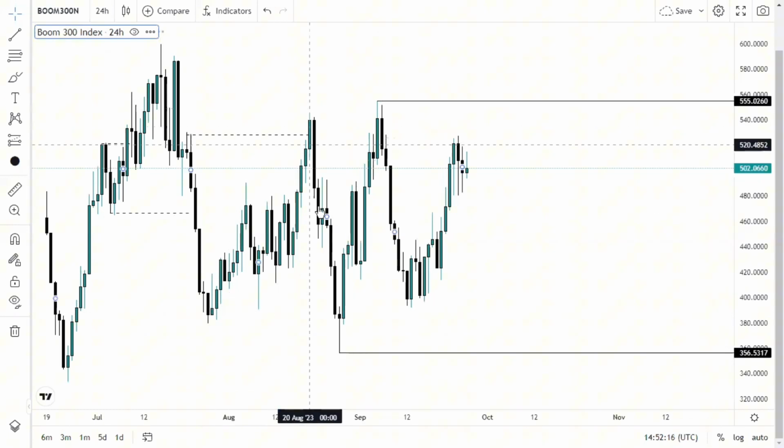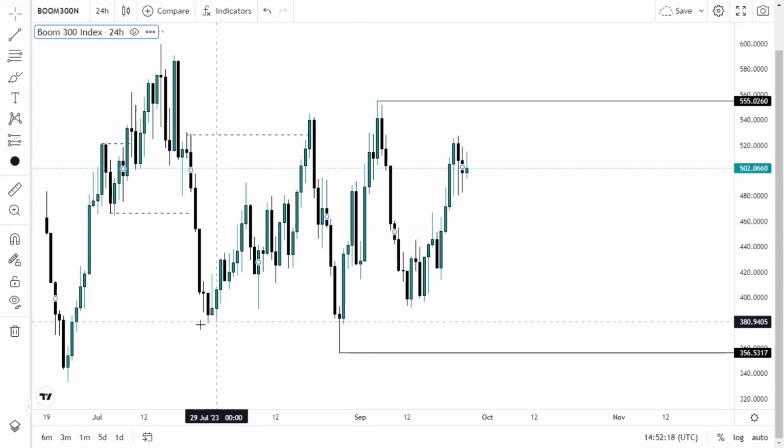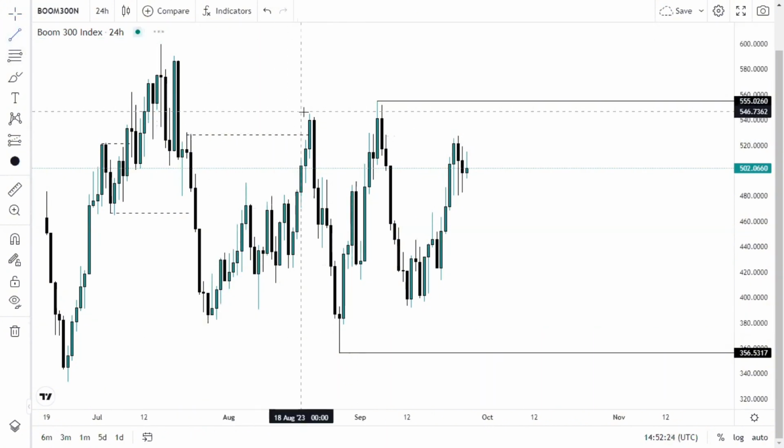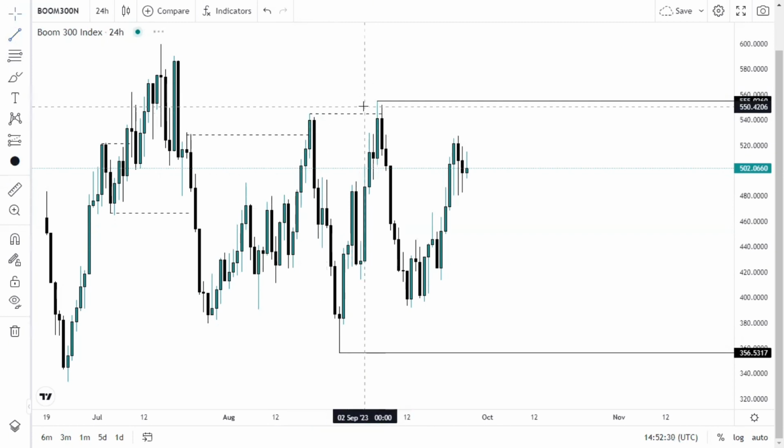So price sold to do what? To take out this low. So we have sell side liquidity taken. Another thing that happened here was that price also went up to take out buy side liquidity. So in this kind of scenario, what do you think is going to happen next?